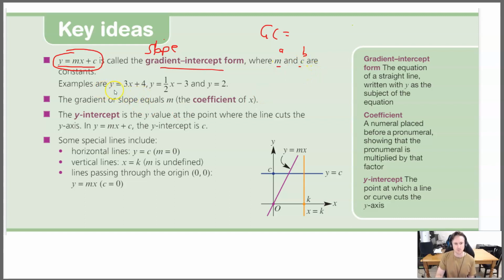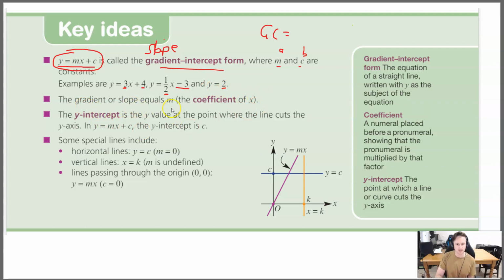So examples of this: y = 3x + 4, where 3 is the slope and 4 is the y-intercept. y = 1/2 x - 3, so 1/2 would be the slope and -3 would be the y-intercept. And y = 2. So that's a trickier one. I'll show you how to do that a bit later.